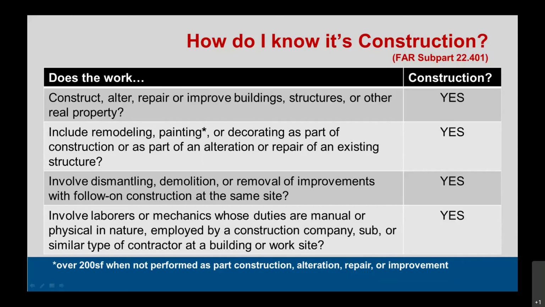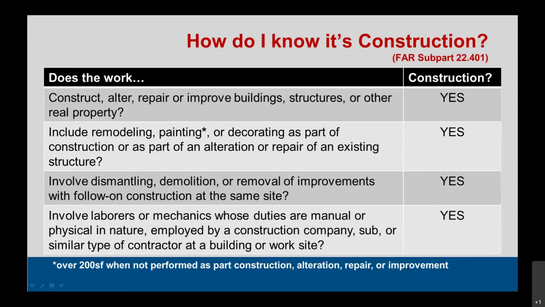So you can see that there are a lot of things here that fall under construction. If you can say yes to any of these questions when it comes to the primary purpose or intent of the work, it is construction. And if the work is solely construction, not part of a service or a supply buy, you can stop right here and apply the micro-purchase threshold for construction, which is the $2,000 threshold.